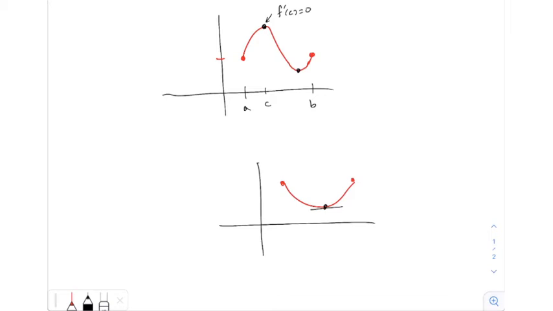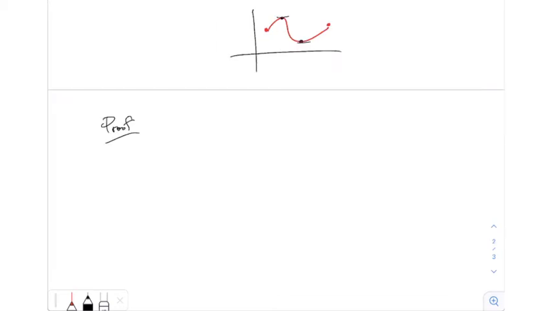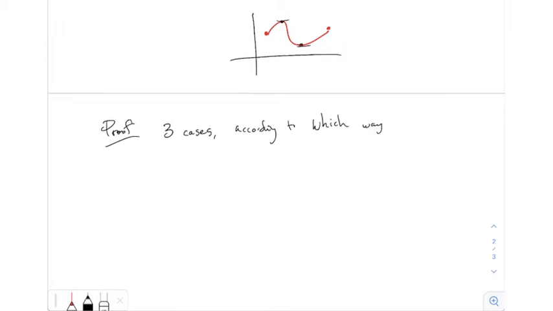Demonstrate that there is at least one point inside the interval, in between, which has derivative 0. It's not very difficult. So I'm going to break this down into basically 3 different cases according to, I will say, this is slightly informal, but I'll tell you what I mean by this. Which way the curve starts out.